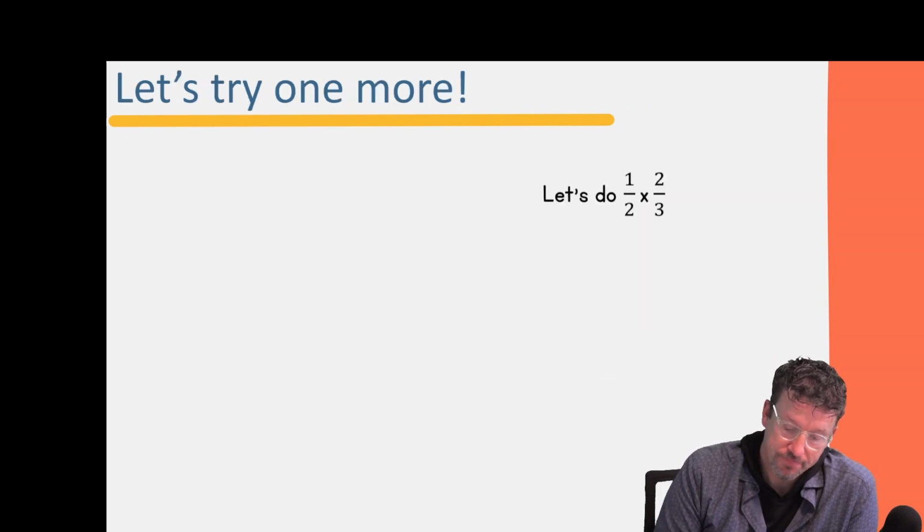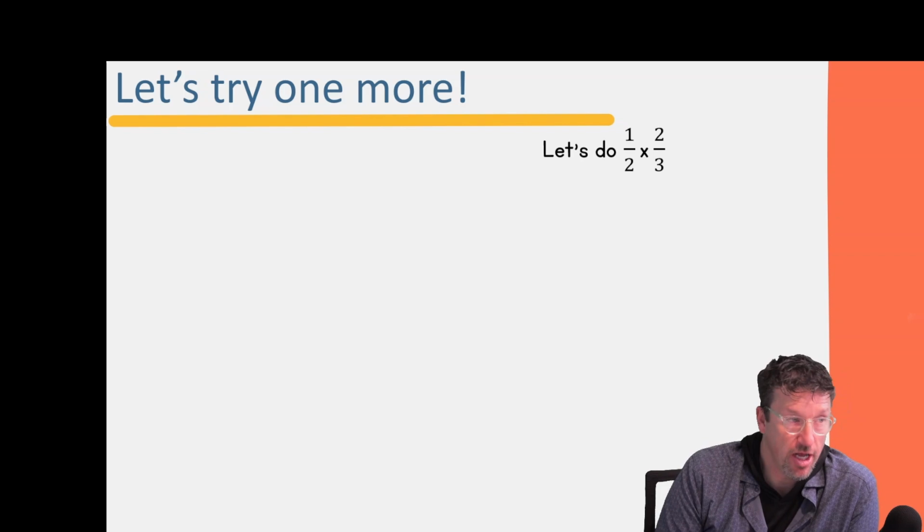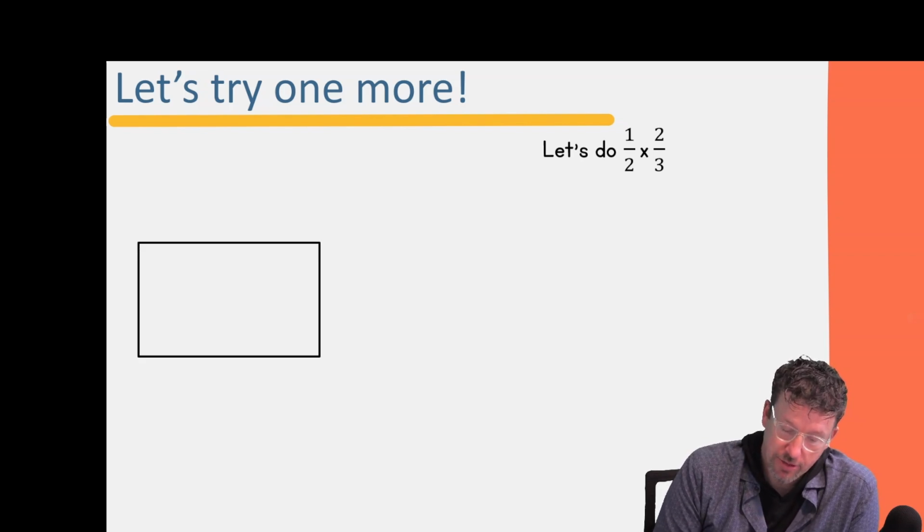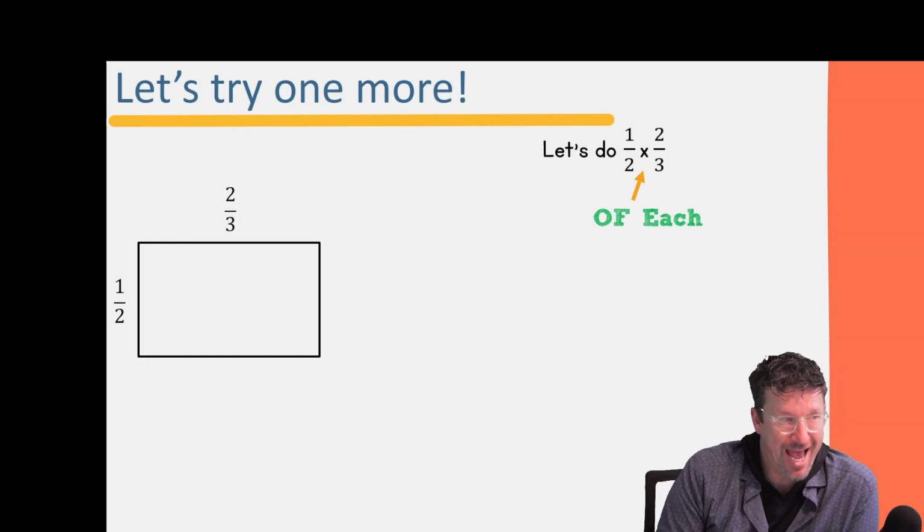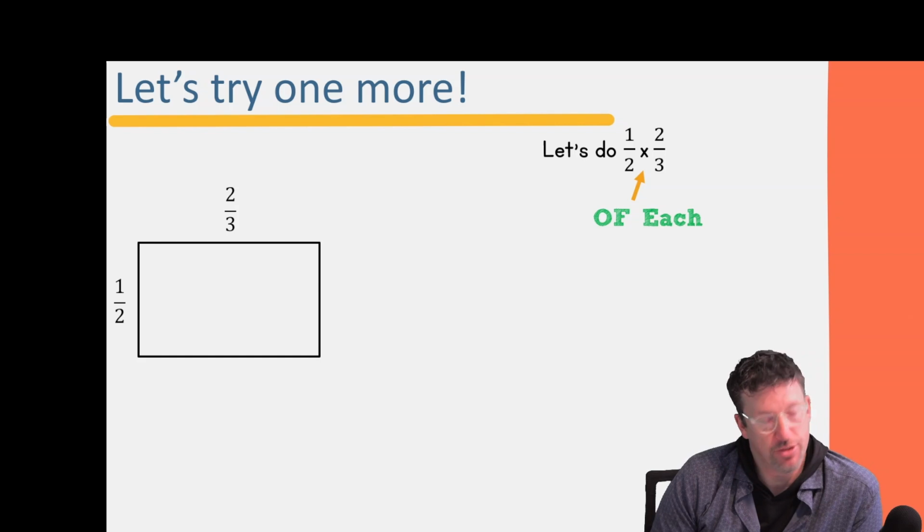Okay, let's try one more. So let's do 1/2 of 2/3. All right, so here's our rectangle. We go ahead and put our fractions on each side. And we remember to ourselves that we're talking about of each. So what we're saying is we want half of each of the 2/3.